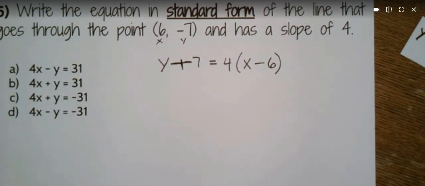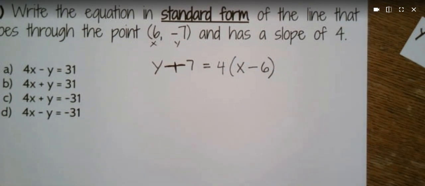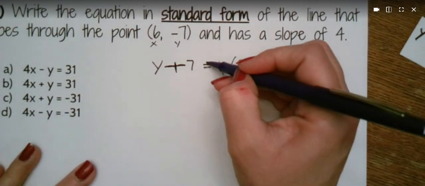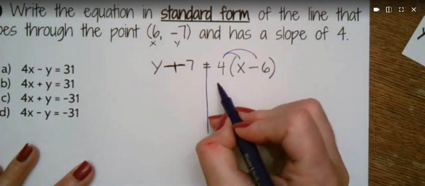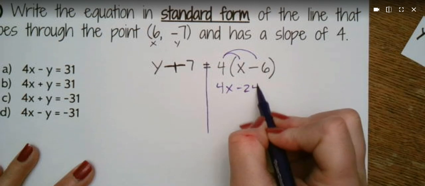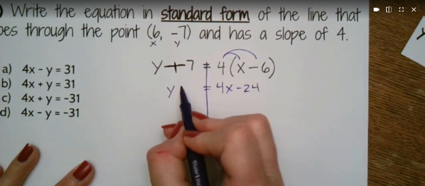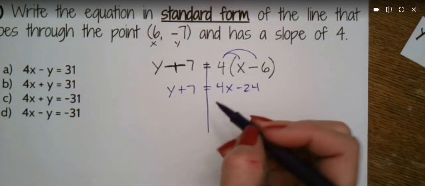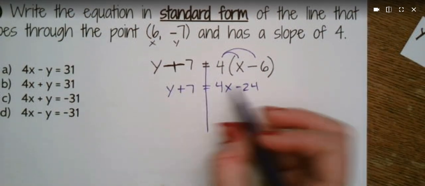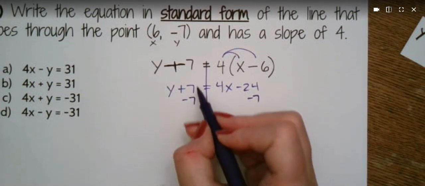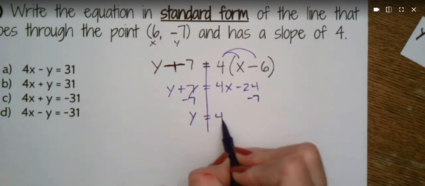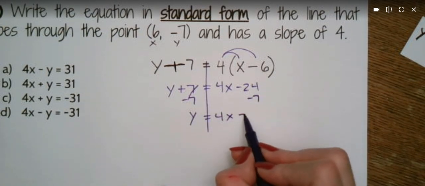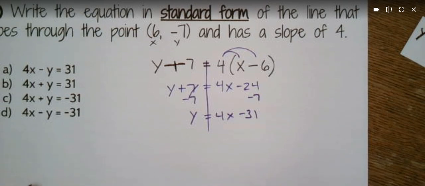Okay, now we convert it. This is where the fun happens here. Distribute, we get 4x minus 24, y plus 7. Okay, then I want the constants to be on the right. So minus the 7. -24 minus 7 is -31.